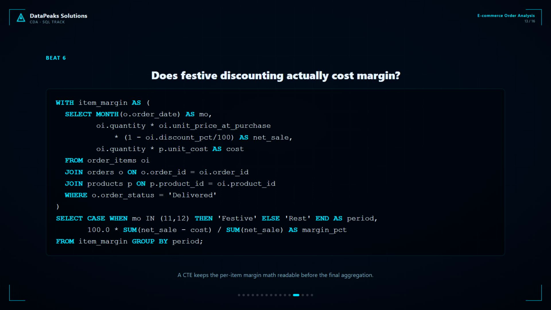Using a common table expression, or CTE, we organize the calculations and measure profit margins for each group. The result shows whether festive campaigns actually boost profits or simply increase sales while reducing earnings. That's how SQL turns marketing assumptions into data-backed business decisions.